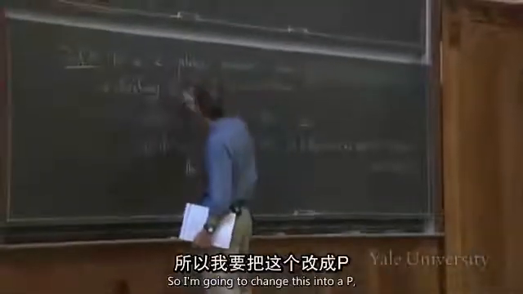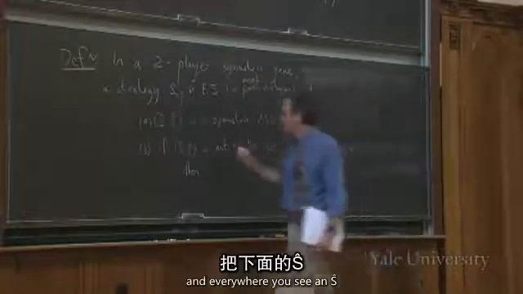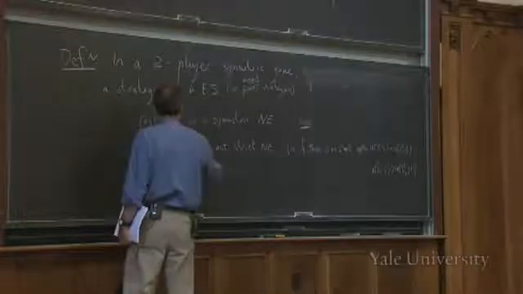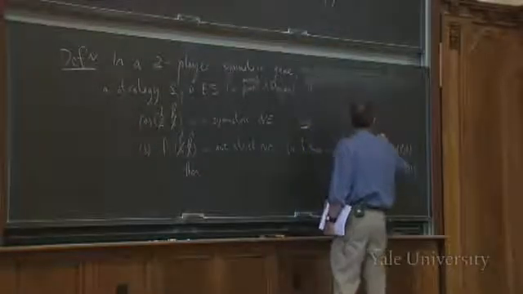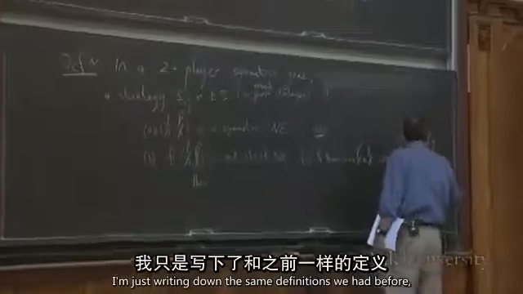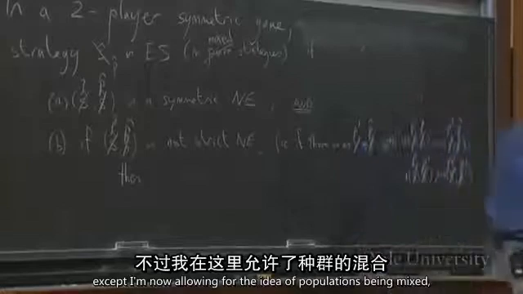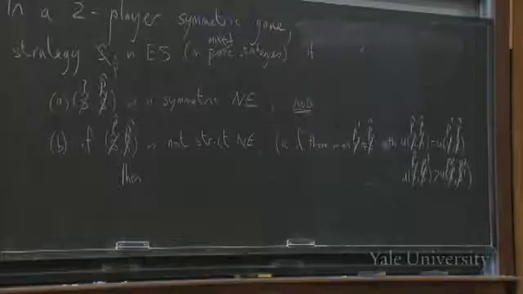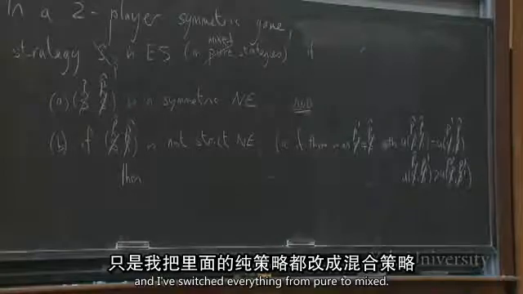So I'm going to change this into a p hat. I'm going to change this pure into mixed, and everywhere you see an s hat, I'm going to put a p hat, and to here too. And everywhere you see an S prime, I'm going to put a P prime. The reason I'm doing it this way is I want to emphasize that there's nothing new here. I'm just writing down the same definition as we had before, except I'm now allowing for the idea of populations being mixed. And just note in passing, I'm also allowing for the possibility that a mutation might be mixed. Did I catch them all? I've just gone through the definition you have, and I've switched everything from pure to mixed.